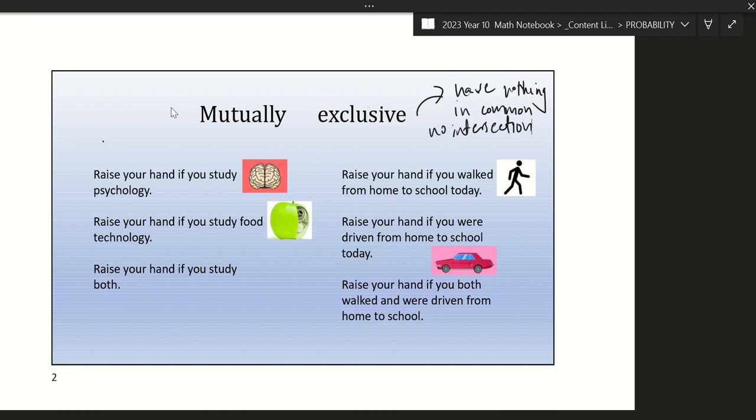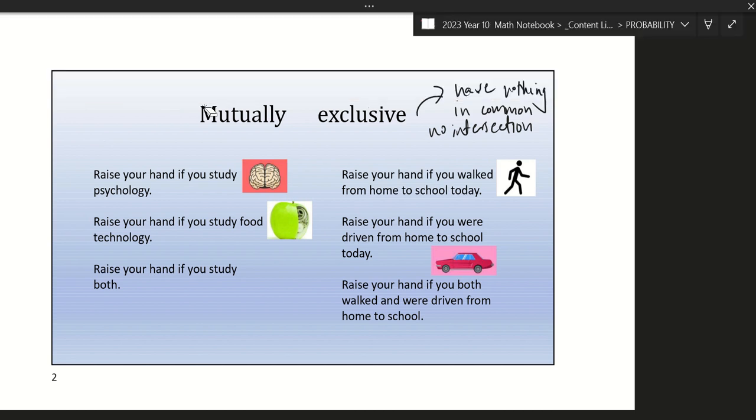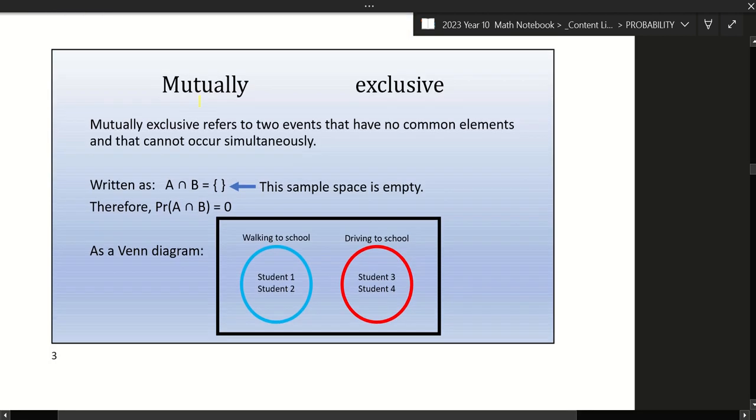Although, in saying that, I like that the booklet does provide a good definition of it. If you look at the next slide, I'm going to go down now. It does provide a very good definition. So when something is mutually exclusive, you've got two events that have no common elements. Nothing in common. That's what we're talking about.